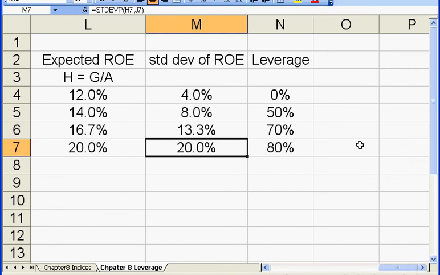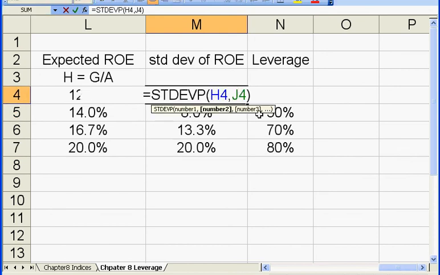Now finally, let's look at the standard deviation of the return on equity. Here I'm using the formula for the population standard deviation. That means I use STDEVP. I have a letter P here in the formula name. Then this formula gives me the population standard deviation.